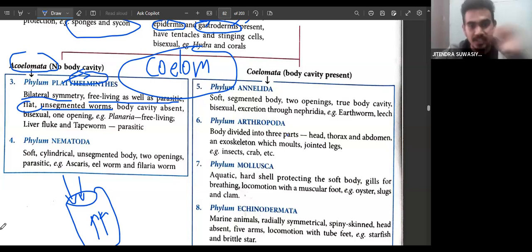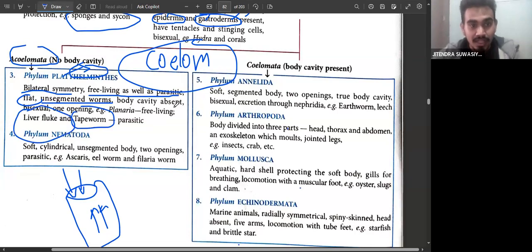See, these are the planaria organisms. If you talk about the tapeworm, that is parasitic. Liver fluke is also parasitic in other organisms. Then planaria is free living. It doesn't affect any organisms.